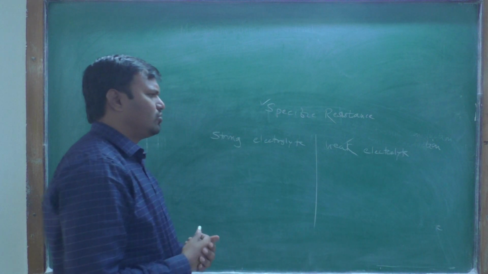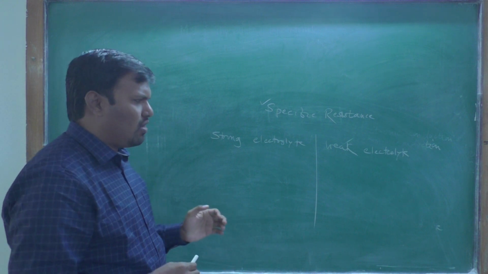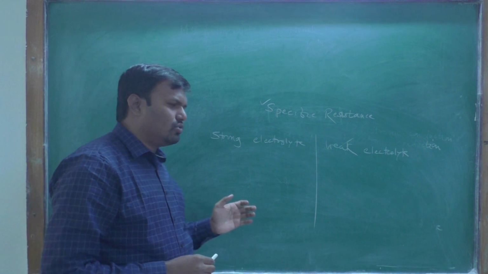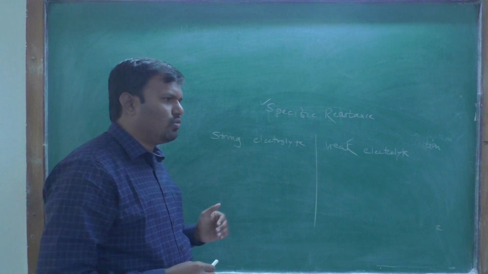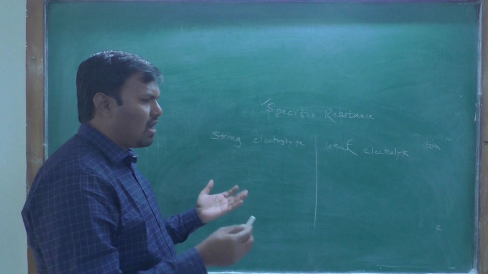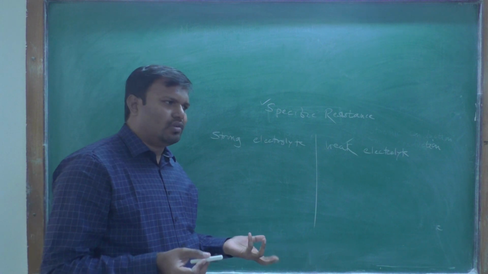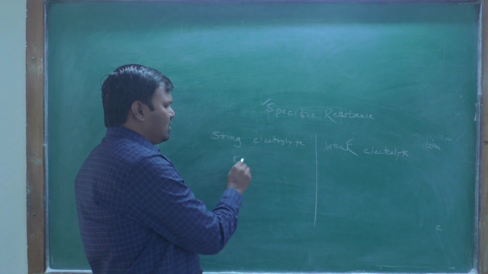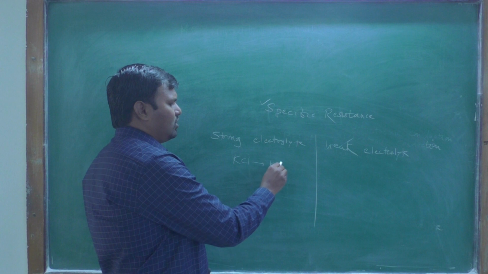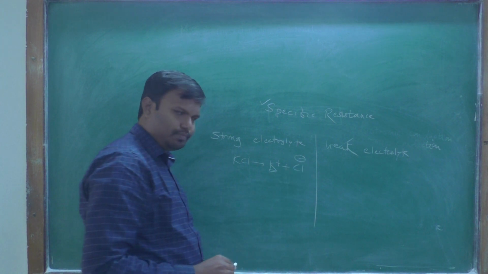Okay, strong electrolytes we have discussed in the previous lecture. Strong electrolytes almost dissociate completely. It means they give the total number of cations and anions, 100% dissolved. If KCl is there, it totally dissociates and gives K plus and Cl minus.